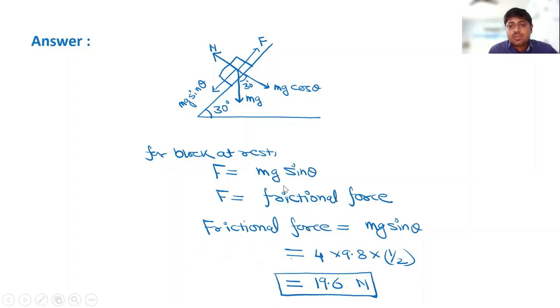So if we put the value of m, g, and theta in this relation, then using this simple relation, we can calculate the value of the frictional force acting in the upward direction. It will be 4 into 9.8, that is the value of g, into half, that is the value of sine 30 degree. And the final answer will be 19.6 Newton. This is the value of the frictional force acting in the upward direction, so that the particle will stay at rest on the inclined surface. After this, let's move to another problem.